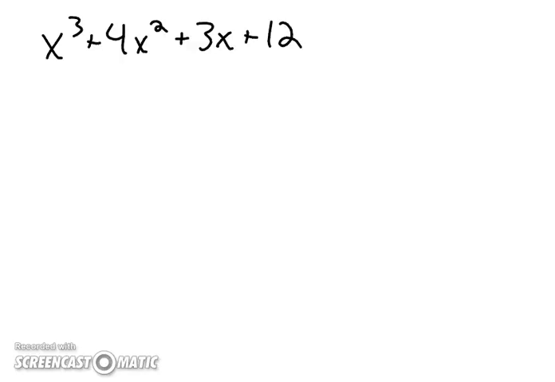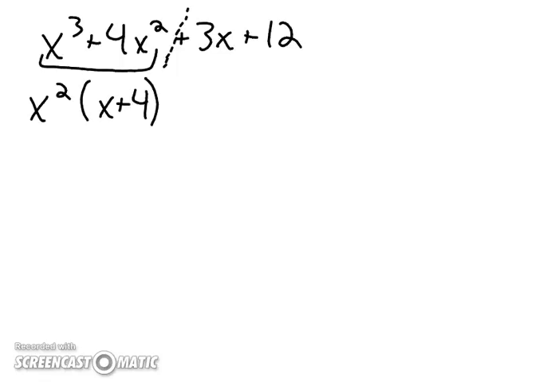What we're going to do is cut the problem in half. We are going to look just at the first 2 terms, and pull out the greatest common factor. So we're going to pull out x squared because there's nothing in common with the coefficients, and we take the smallest exponent when pulling out the greatest common factor, and we're left with x plus 4. We're going to do the same thing with the back 2 terms. So we're going to pull out a positive 3, and that's going to leave us with x plus 4.